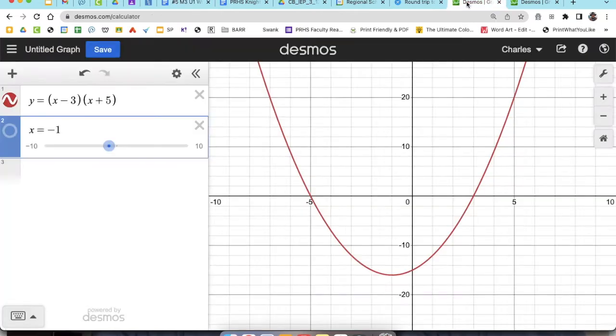And let's look at a graph of that. You can see that the x-intercepts are 3 and -5, and we want to look halfway in between those. Doing a little quick math, I see that the line of symmetry, here it is, happens at -1. And we can see that the vertex happens at the same value of -1.